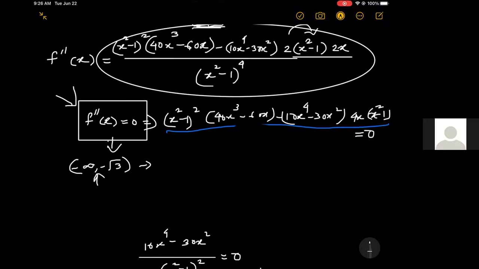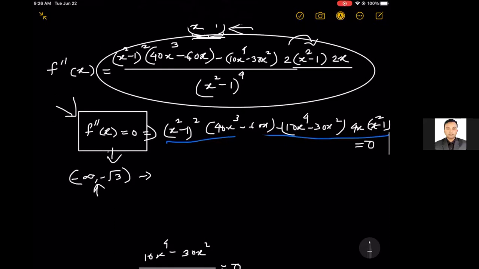Let me think one second. Any guess? Maybe -1 since it would be the easiest? Okay, -1 would be the easiest, but the question is, does -1 fall into this interval? Does it lie in that interval? Yeah. No, it does not. The negative square root of 3 is actually negative 1.73.